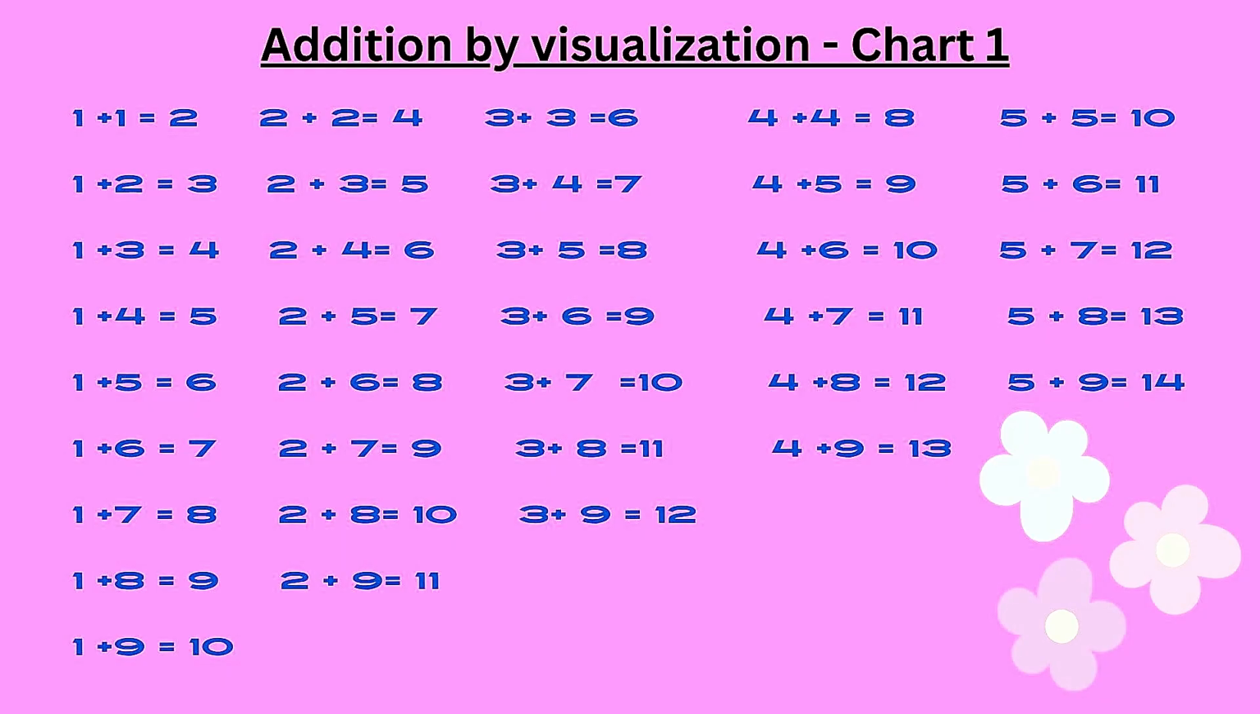Here is your chart 1 for addition by visualization. This is a sample chart where we have given only up to number 5. I mean 1, 2, 3, 4, 5. So you can make for 6, 7, 8, 9 as well. Practice these numbers, and once you practice with 2 digits only, you can increase it.